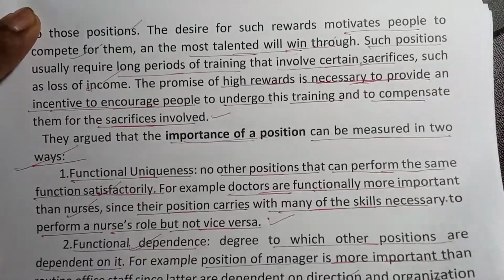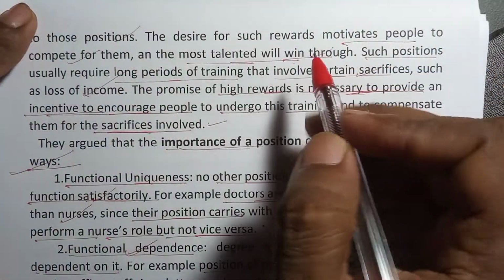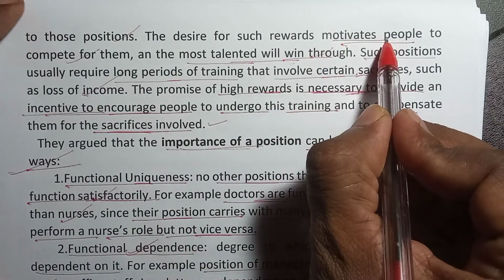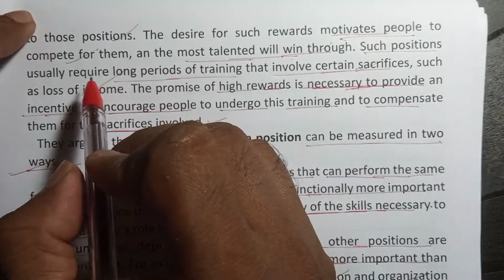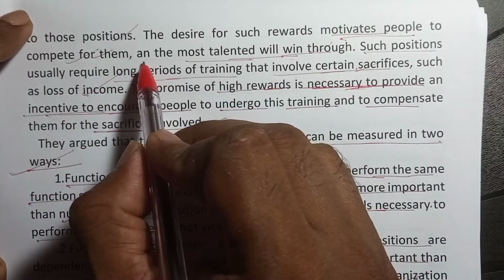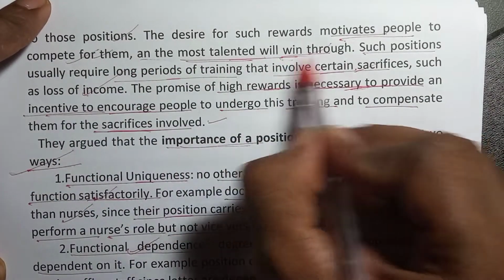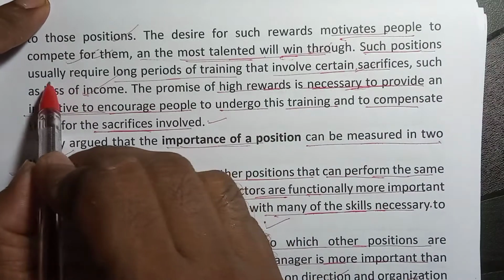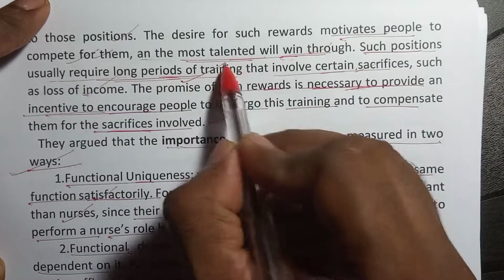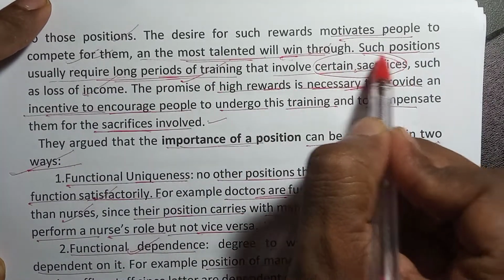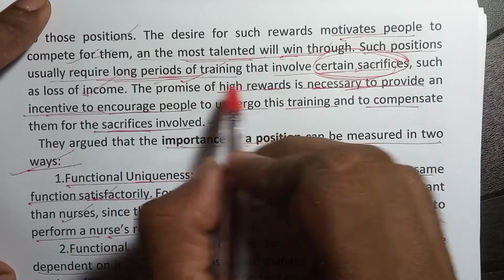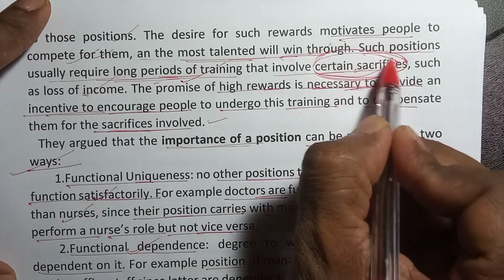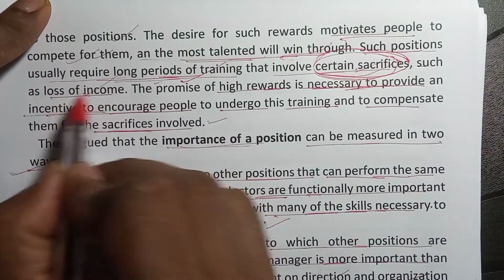The desire for such rewards motivates people to compete for them, and the most talented will win through. Such positions usually require a long period of training that involves certain sacrifices. So according to Davis and Murray, training is some sort of sacrifice, such as loss of income.